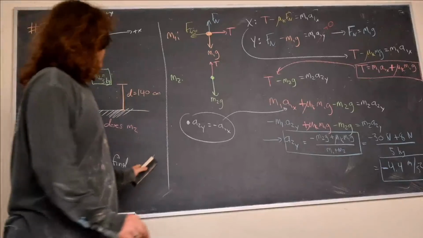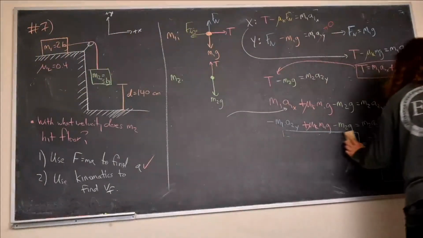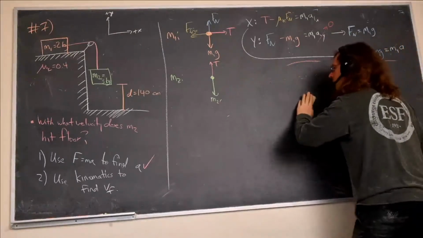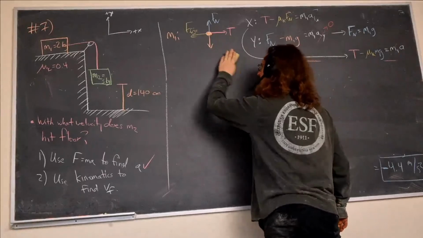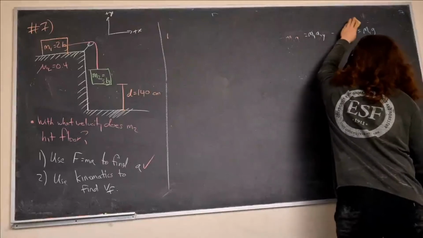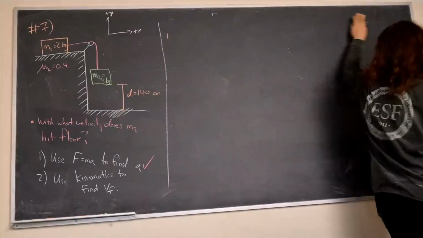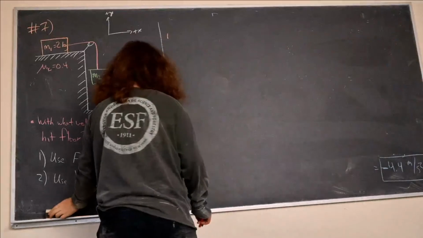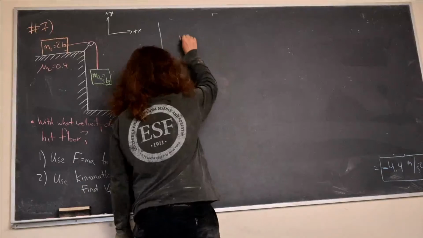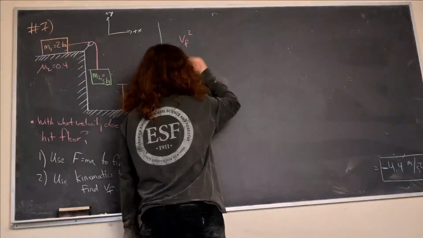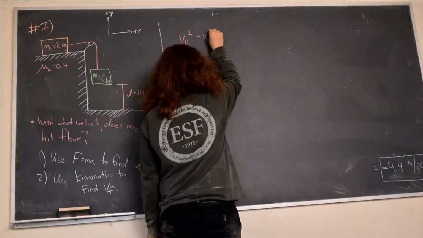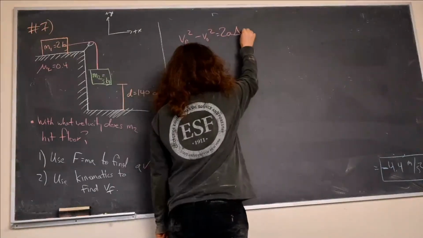Now we need to do the kinematics. There's two ways to do the kinematics. One of them involves something that we derived called the third kinematics relation, which is the one that doesn't have time in it. We saw that in Friday's recitation after the first quiz. It was different this year. We derived this formula.